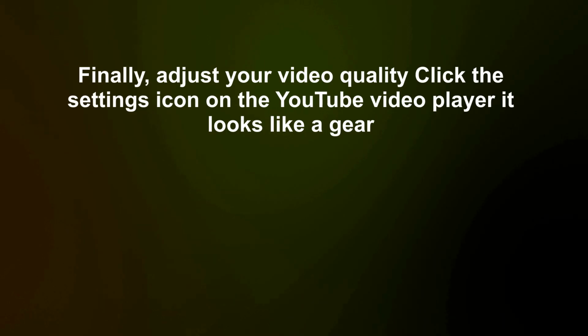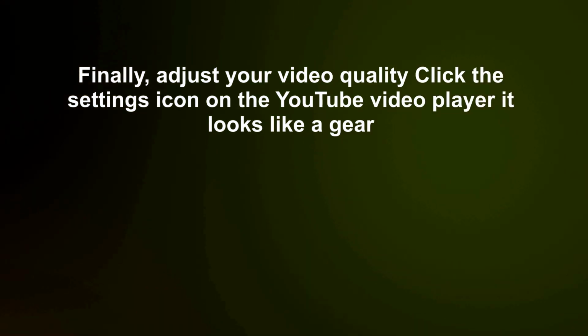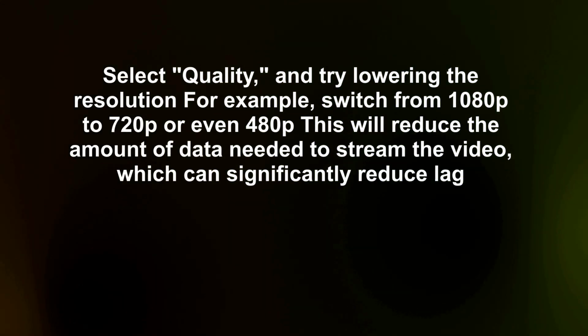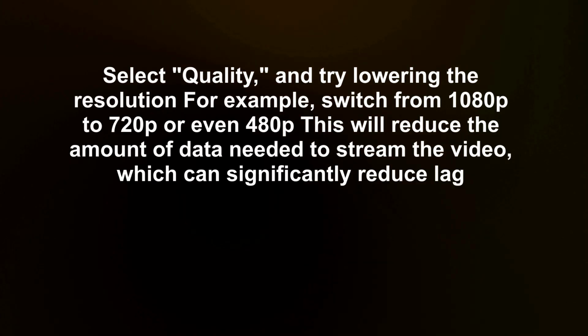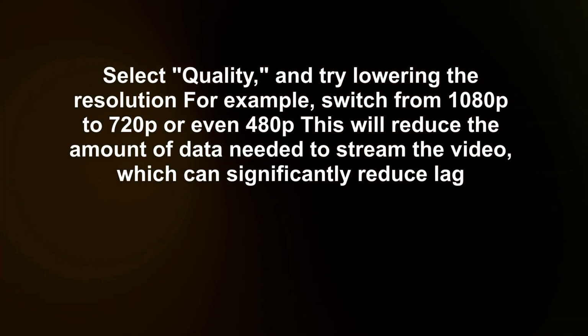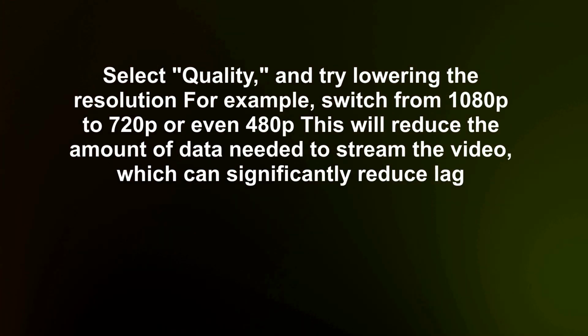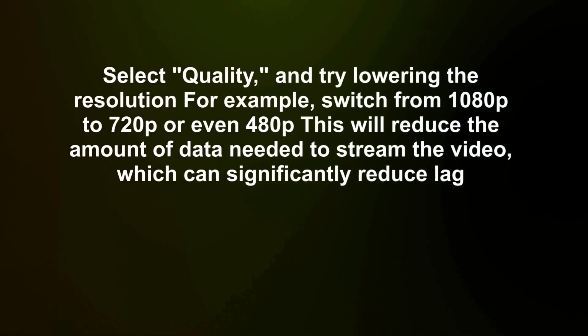Click the settings icon on the YouTube video player. It looks like a gear. Select Quality and try lowering the resolution. For example, switch from 1080p to 720p or even 480p. This will reduce the amount of data needed to stream the video, which can significantly reduce lag.